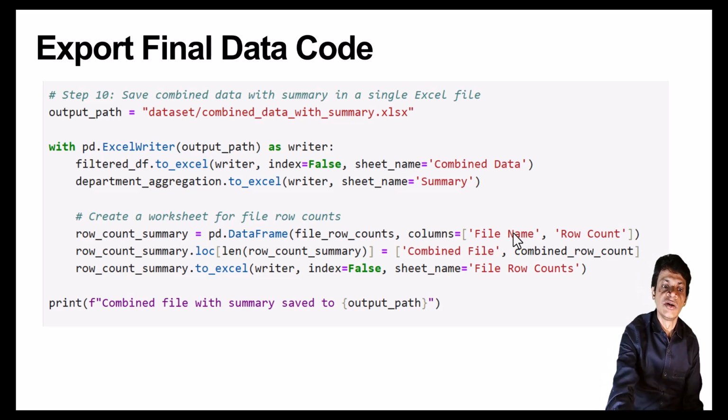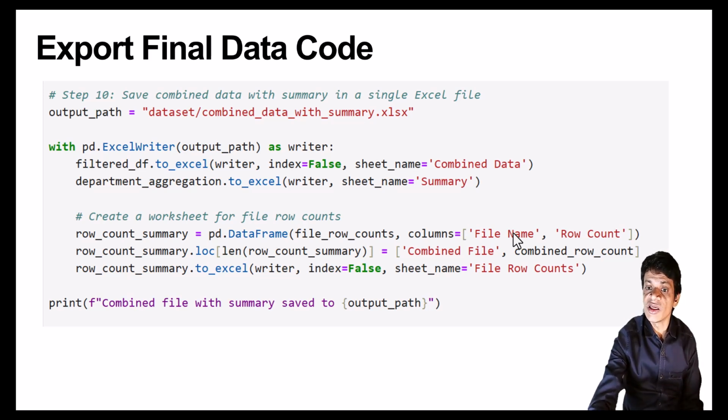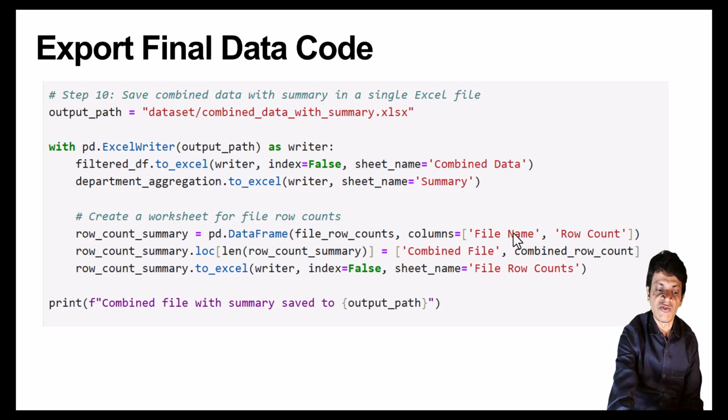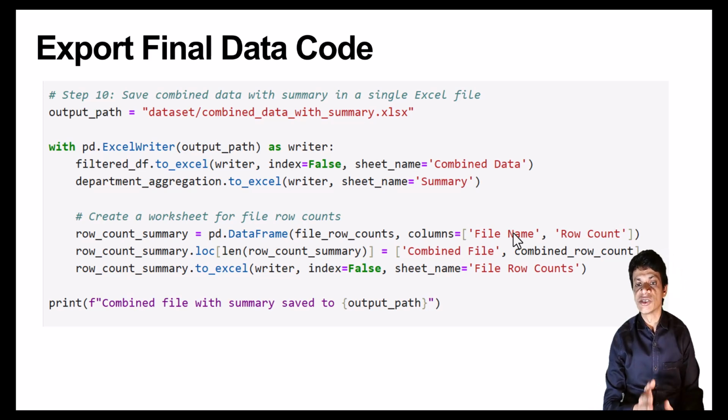You see here, sheet name combined data. The combined data frame will be stored here. Whatever aggregation was created in the previous step will be updated in the summary worksheet. And the same way, the row count summary will be updated in the file row count. And the final line is, once the file is created, it will show you the output path.